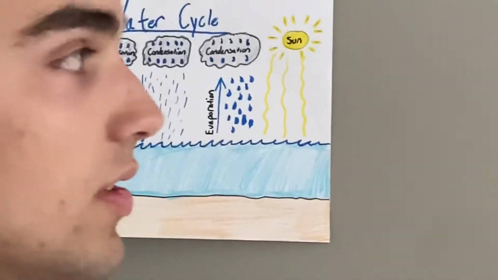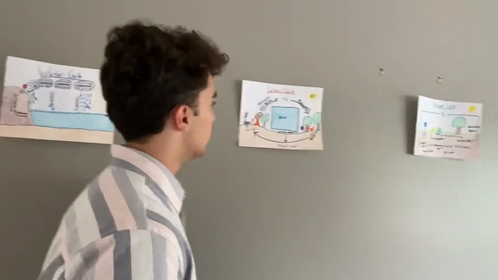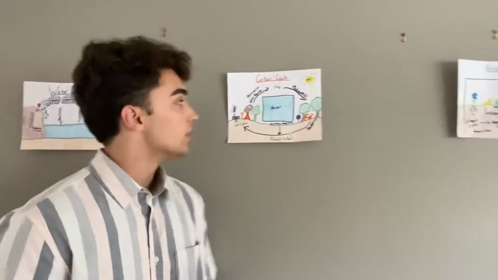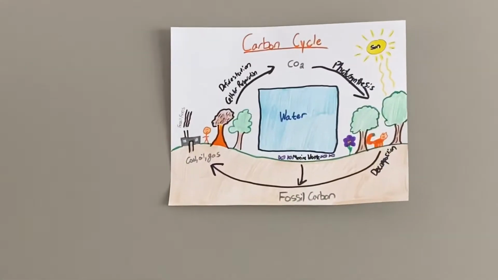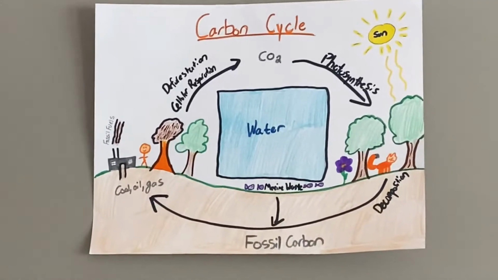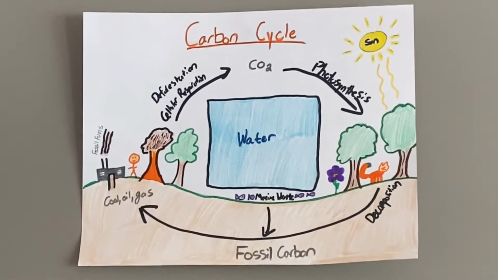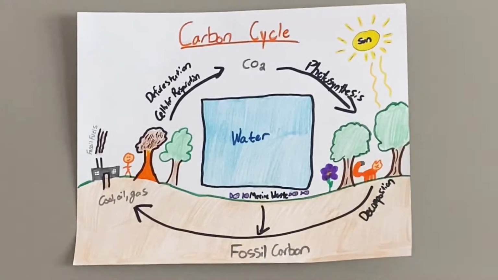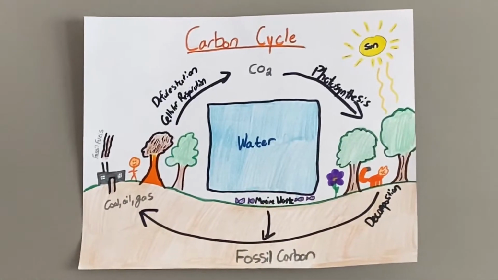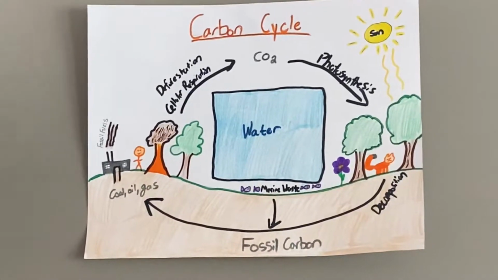So let's move on to the carbon cycle. In this cycle, you have two major components. You have photosynthesis and cellular respiration. In cellular respiration, you have humans and animals taking in oxygen and breathing out carbon. In photosynthesis, you have trees and shrubs taking in carbon and putting out oxygen. So that's the major cycle between the two.